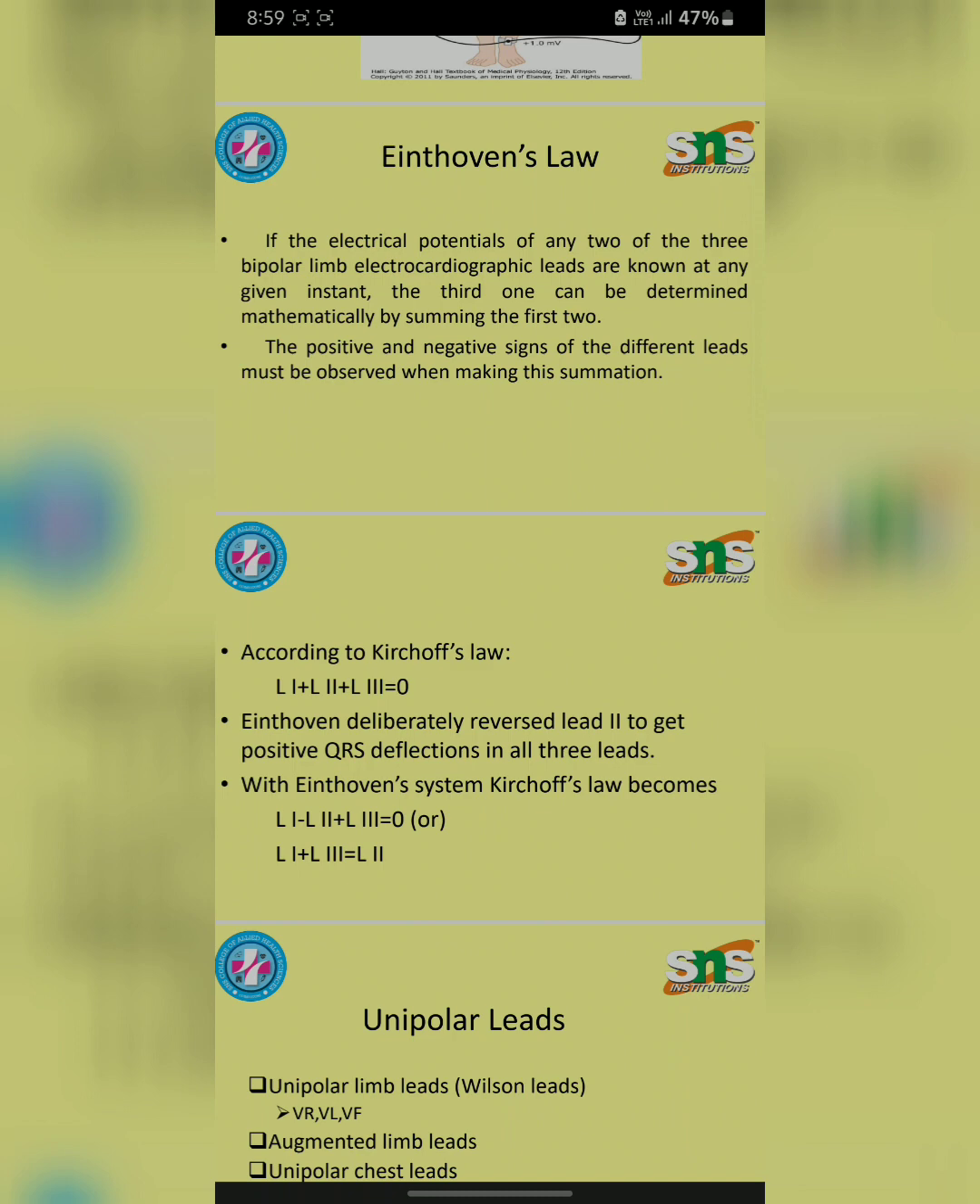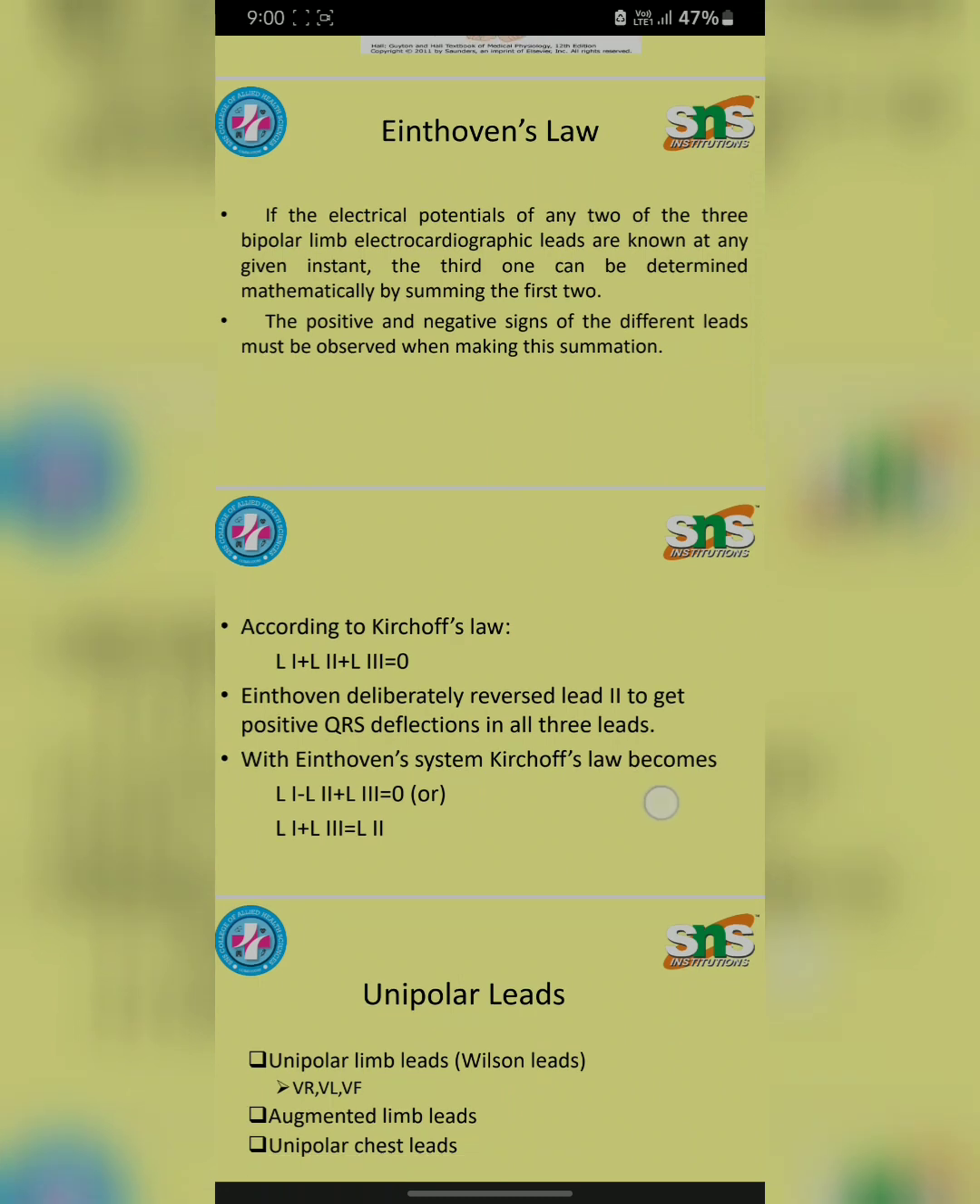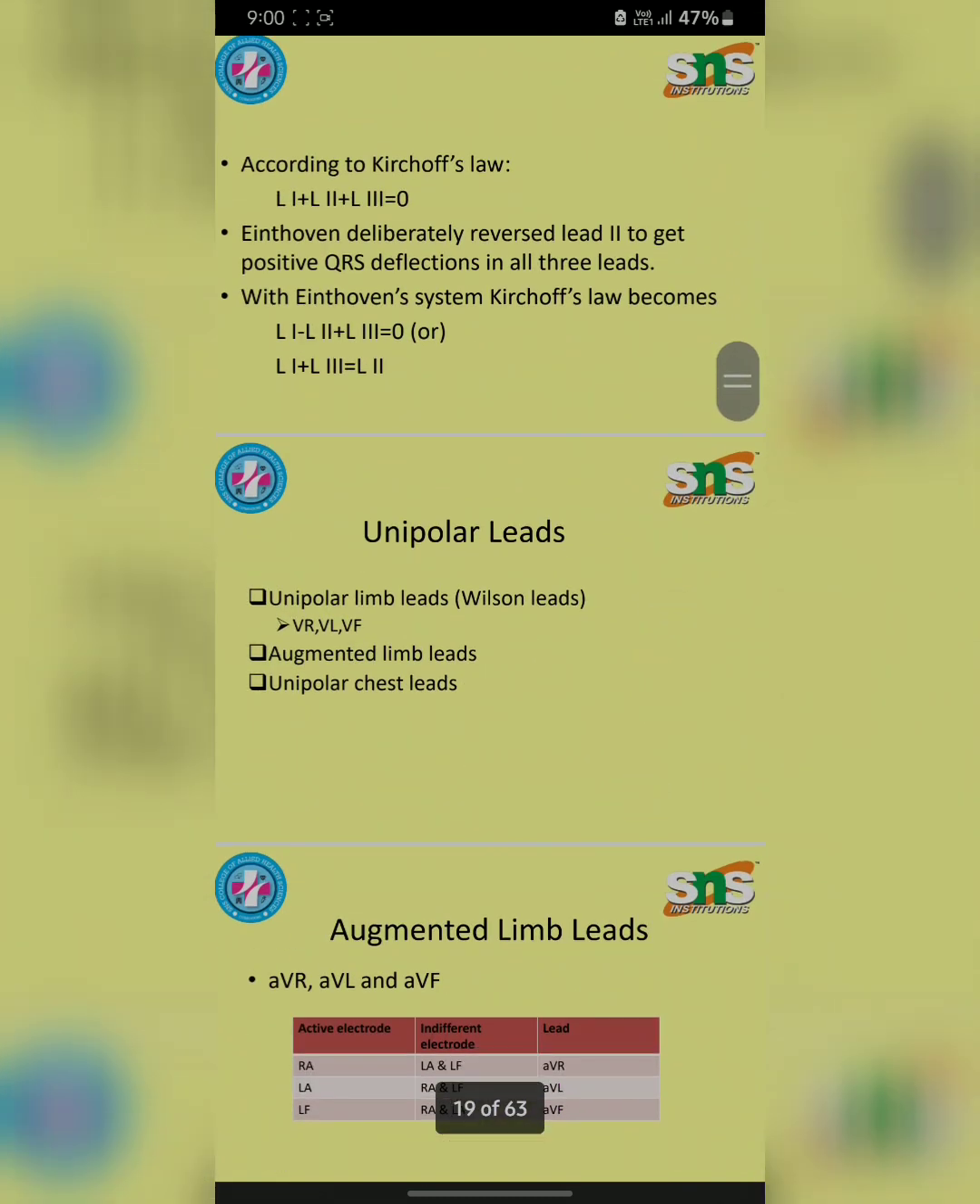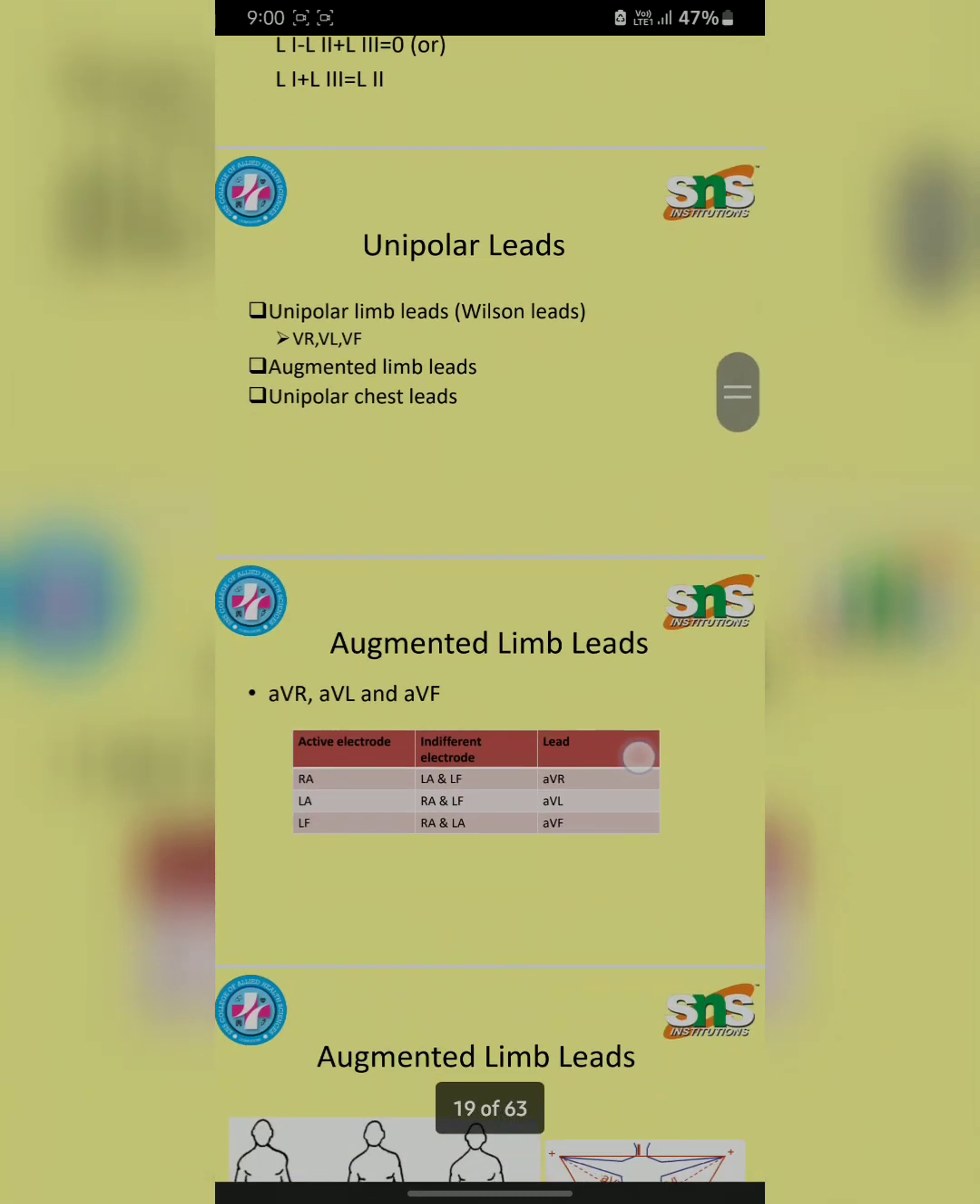Unipolar leads. Unipolar limb leads, also known as Wilson leads: VR, VL, VF, which are vector right, vector left and vector foot. Augmented limb leads, AVR, AVL and AVF. Here you can see the augmented limb leads.